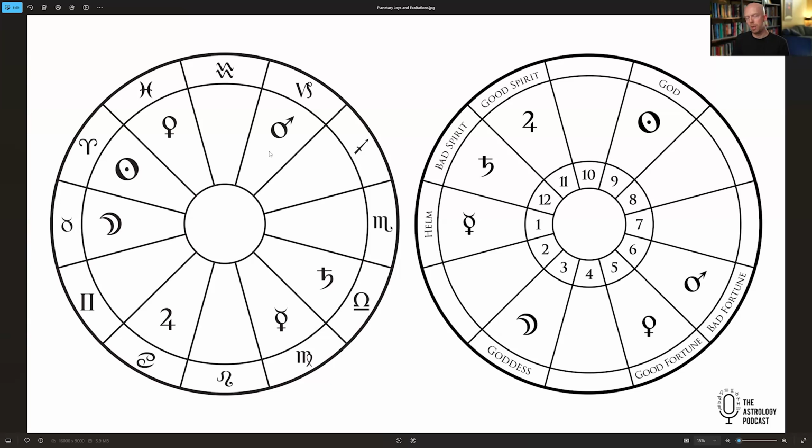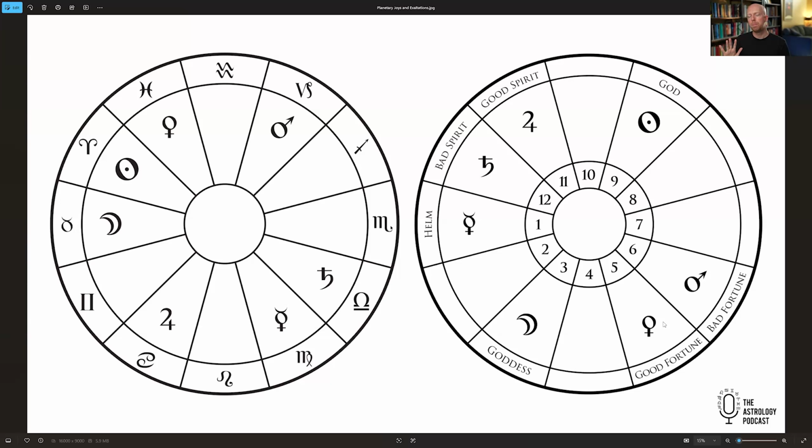Then going clockwise, you skip two signs or two houses. And in the exaltations, you find Saturn in Libra in, let's say, the sixth house. And then you find Mercury in Virgo in the fifth house. And similarly, in the planetary joys scheme, you find Mars in the sixth house and you find Venus in the fifth house. So there's two planets grouped there in order.